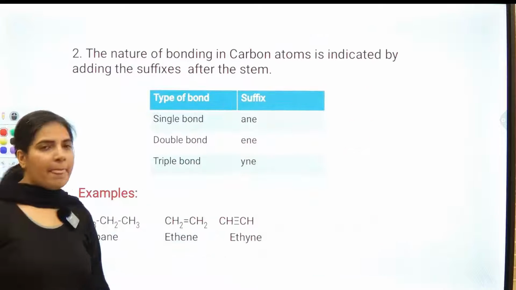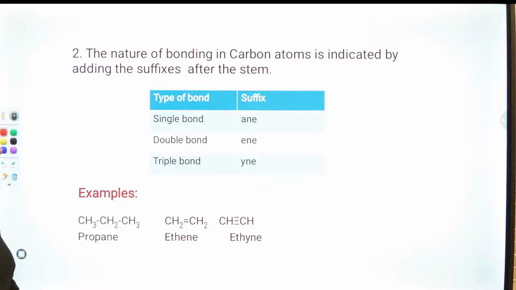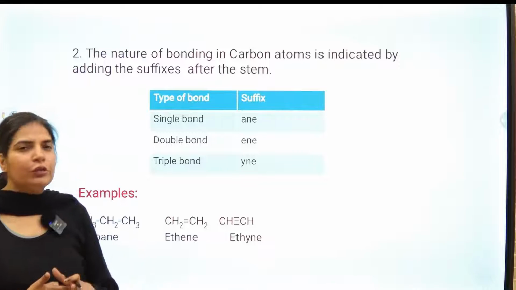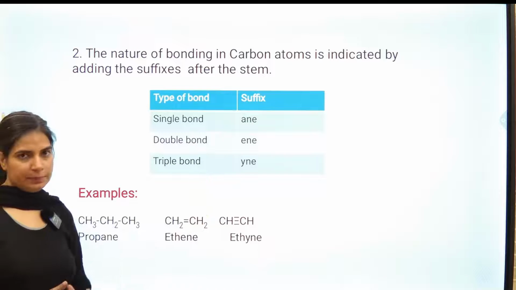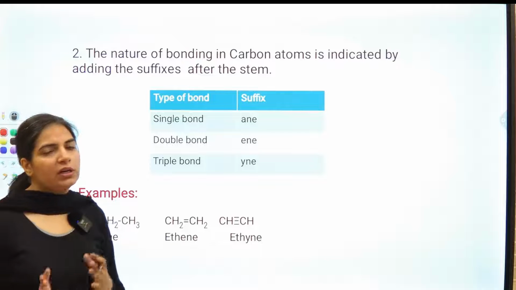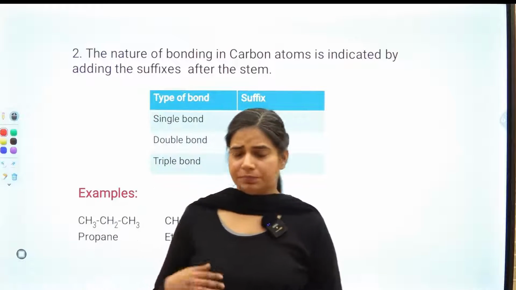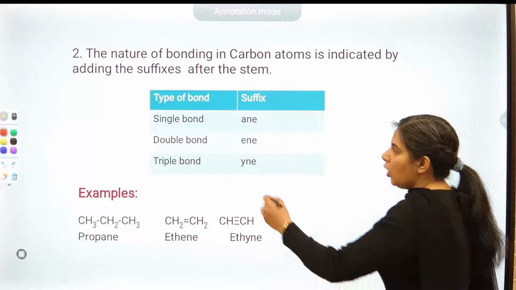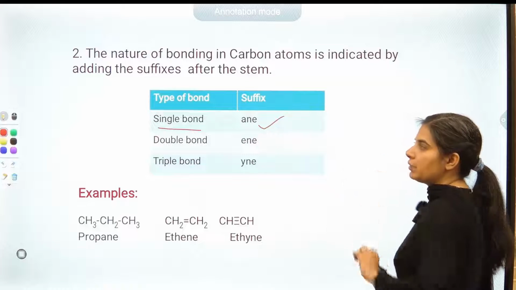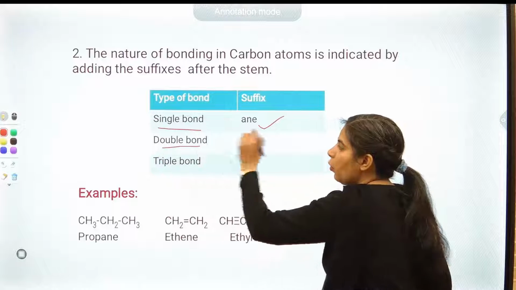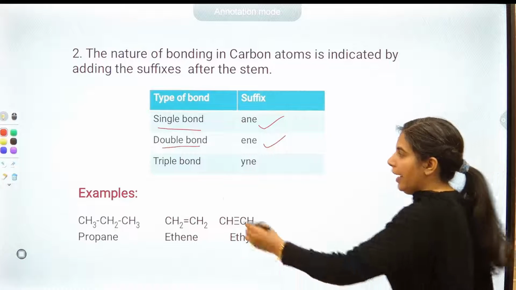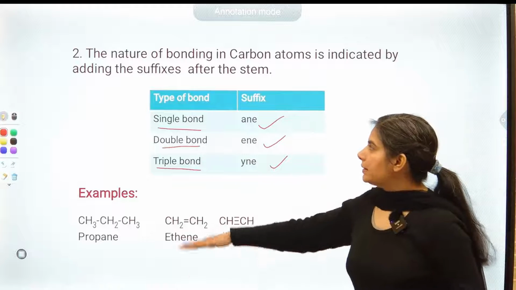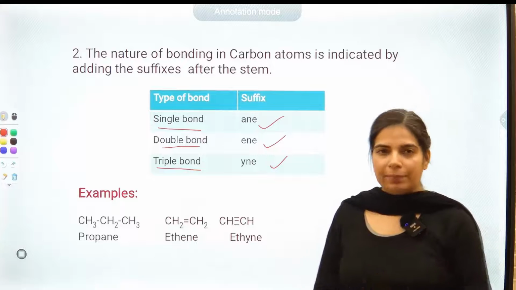Here, the nature of bonding in carbon atoms is indicated by adding a suffix after the stem. Next, we have to add a suffix to the stem that we discussed in our previous slide. And how are we going to name these suffixes? Firstly, for a single bond, we are going to use ane. For a double bond, we are going to use ene. And for a triple bond, we are going to use yne. Let's discuss these rules with examples.